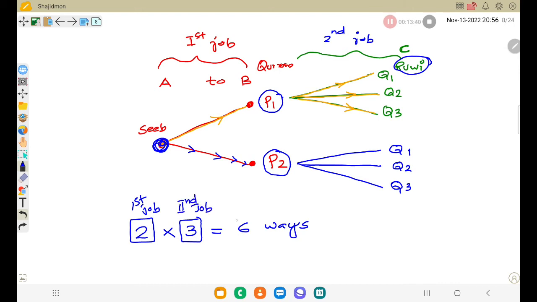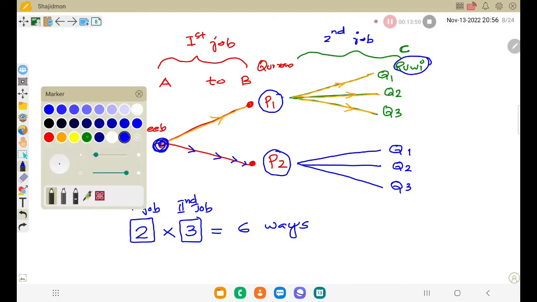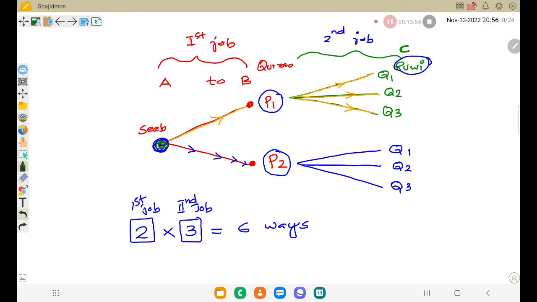So totally how many ways can we go from A to C? Six ways. Now we can see what the six ways are in the picture. First, you start from Seeb to Kuram using route P1, then from P1 you use Q1 route. So the first option is P1 then Q1.